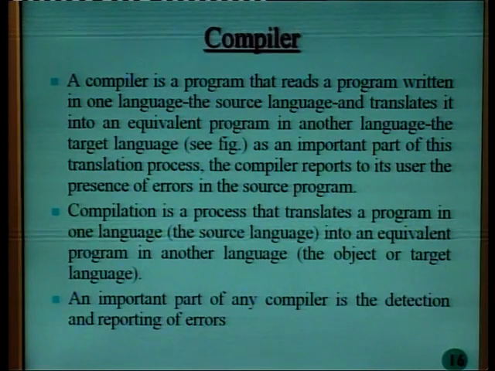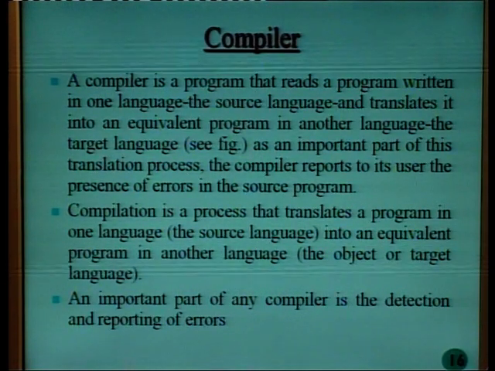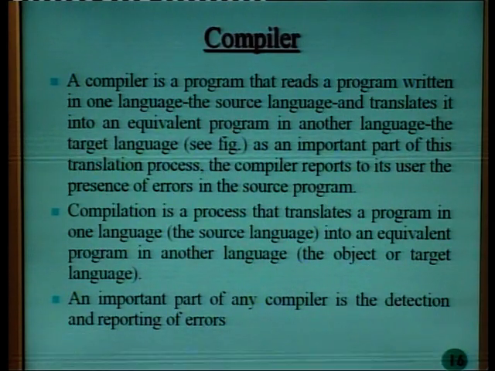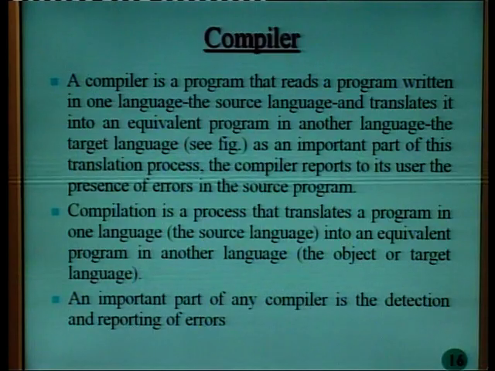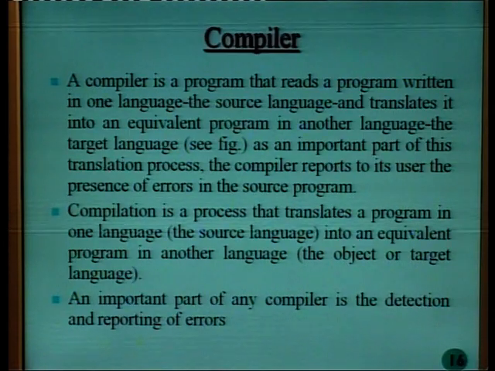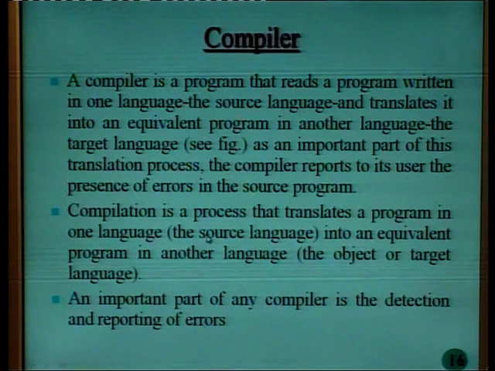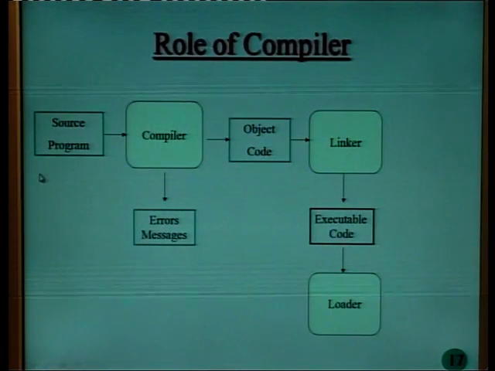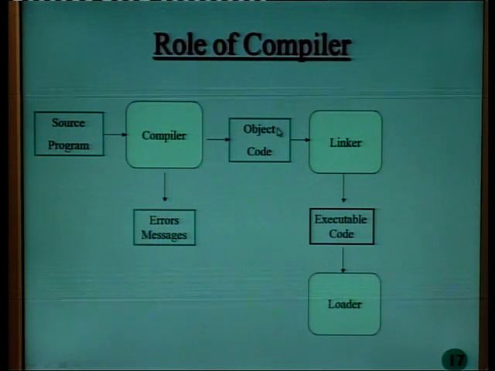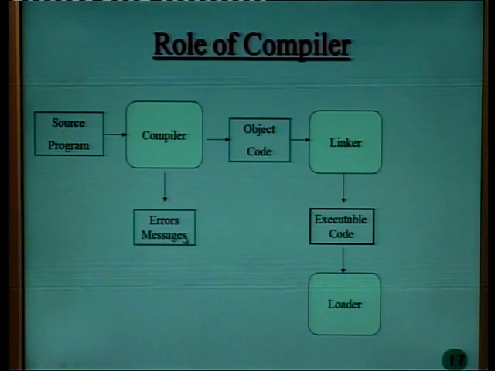Another way we can say is that compilation is a process that translates a program in one language, that is the source language, written in a high level language like C, C++, Java, Fortran, Basic, into an equivalent program in another language, that is the object or target language. An important part of any compiler is the detection and reporting of errors. This is shown in the diagram. We have a source program written in a high level language. The compiler will compile this source program and produce object code, and the compiler also produces error messages.